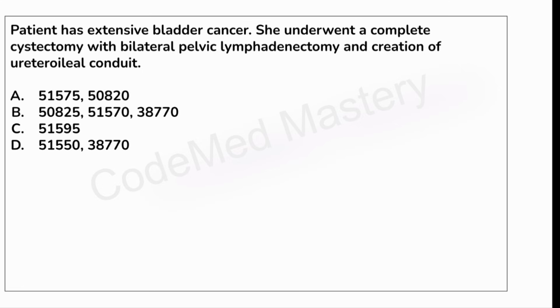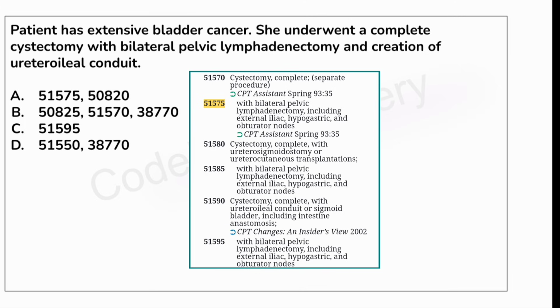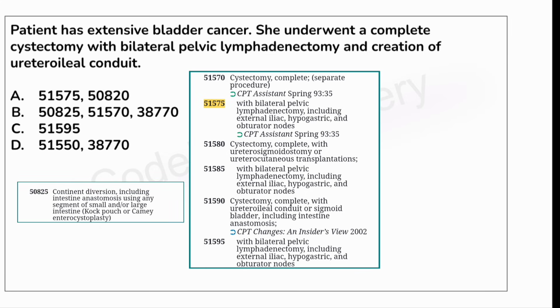Let us check the options. We'll check the first code from each option because it will be easy to eliminate the wrong ones. Let us check the first code from the first option, 51575. 51575 is for cystectomy complete with bilateral pelvic lymphadenectomy, including external iliac, hypogastric and obturator nodes. Check option B's first code, 50825. 50825 is for continent diversion, including intestine anastomosis using any segment of small or large intestine.